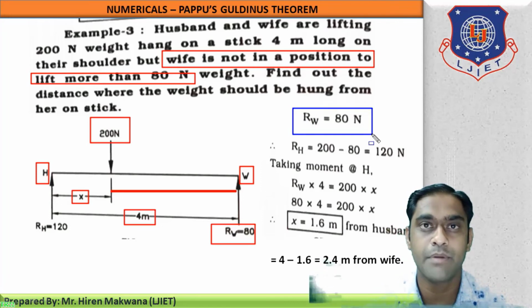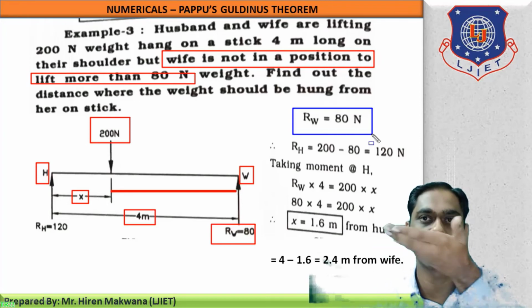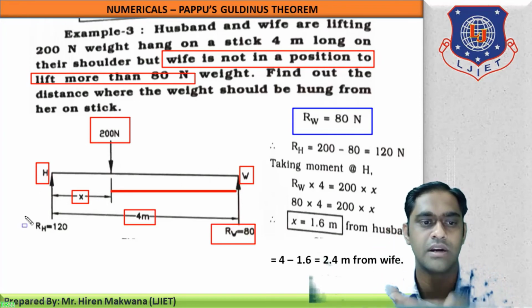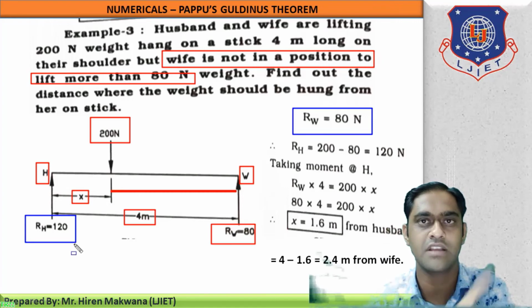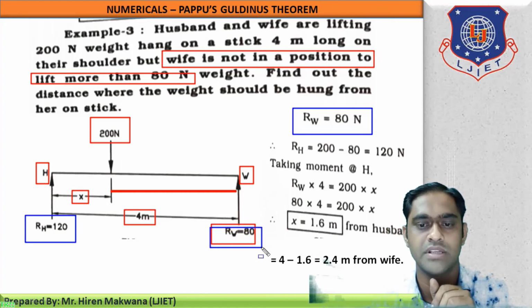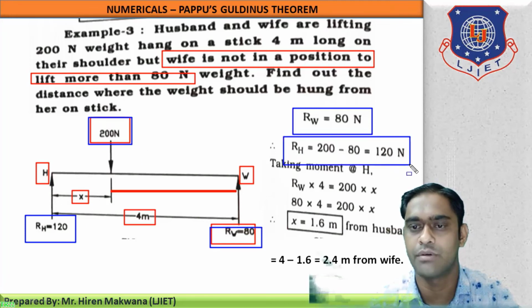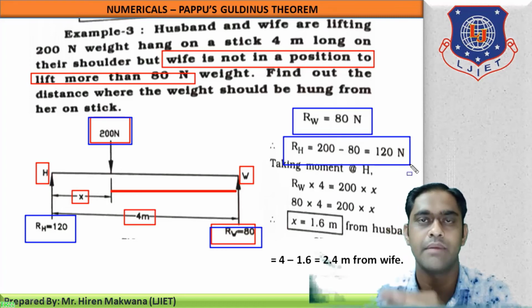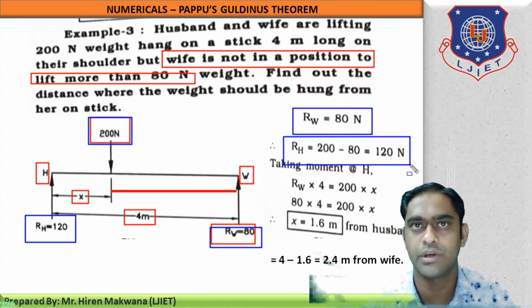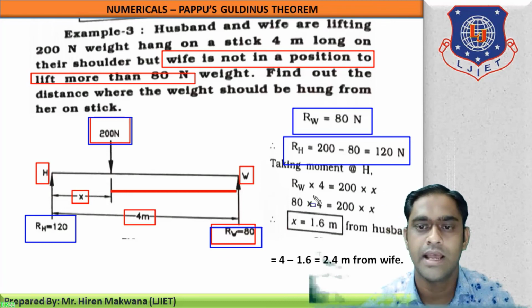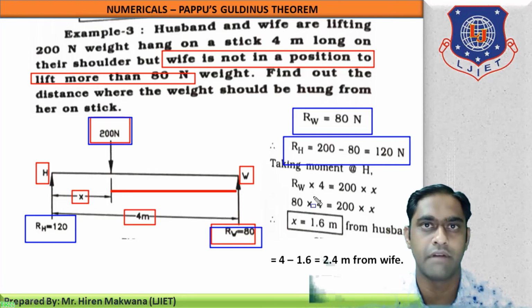Now directly performing step number 4. What is step number 4? Total vertical upward force equal to downward force. So here you can see the upward forces are RH, the reaction of the husband, and RW, the reaction of the wife, equal to the downward force 200. So RH is equal to 200 minus 80 equal to 120 Newton by mathematical plus or minus. You can calculate in your notebook also. Now performing step number 3. Okay, now we are going in reverse as per the requirement. First of all step number 4, then step number 3.